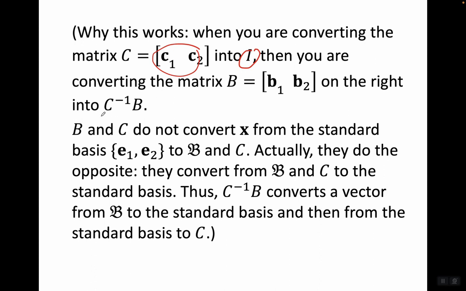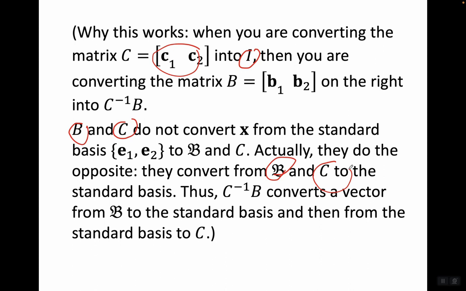Okay, B and C do not convert x from the standard basis e1, e2 to 𝔅 and C. Actually, they do the opposite. So B converts from this basis to the standard basis, (1, 0), (0, 1). And this matrix C, okay, that converts our basis C to the standard basis.